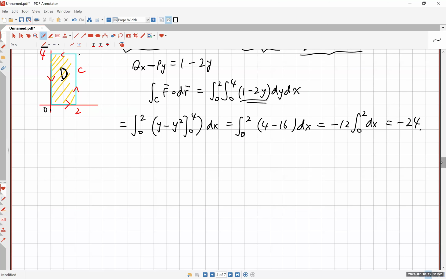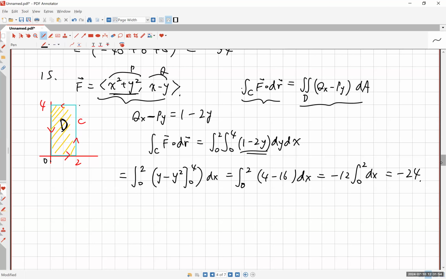And that happens to be the work done by F as you go around the boundary C. You can also directly calculate this by parameterizing each of these sides. You have to have 4 parameterizations because C consists of 4 different parts. And then you can find the line integrals of all 4, and add them together. You can verify that the answer is negative 24.